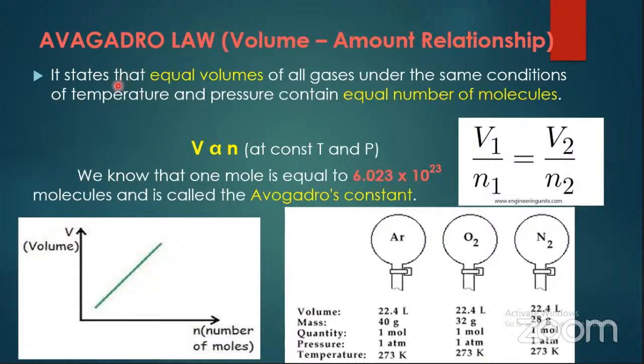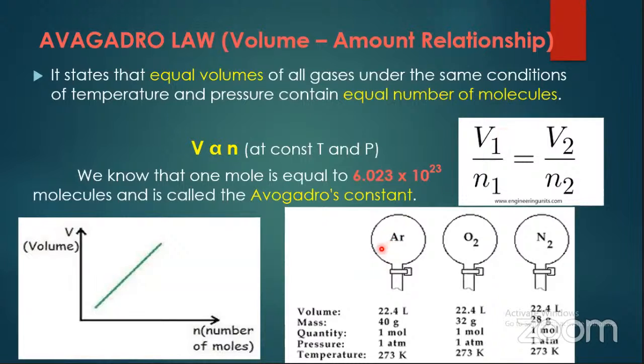Then what is Avogadro's law? It states that equal volumes of all gases under the same conditions of temperature and pressure contain an equal number of molecules. So volume is directly proportional to number of moles at constant pressure and temperature. This statement gives you better information than the equation. Equal volumes of all gases under the same temperature and pressure contain an equal number of molecules, and so an equal number of moles.